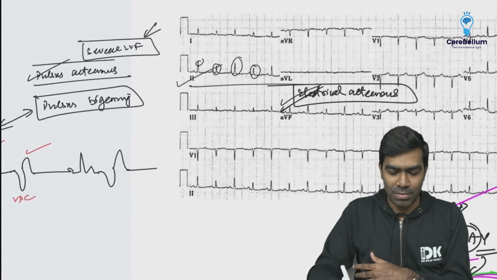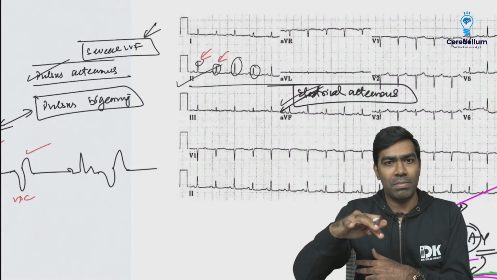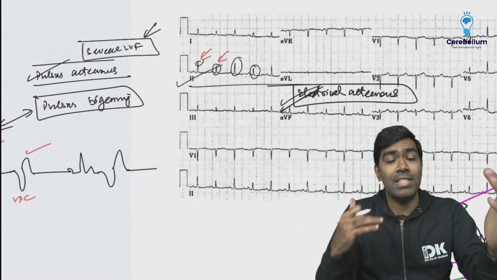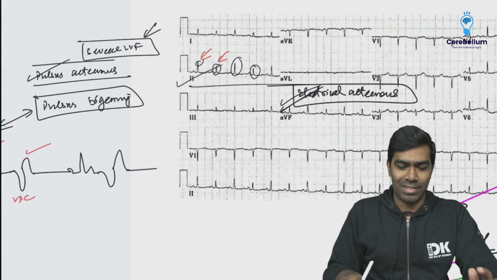It is ventricular bigeminy. But here you are seeing the normal sinus beat only, but only the QRS amplitude is changing. That is electrical alternans.